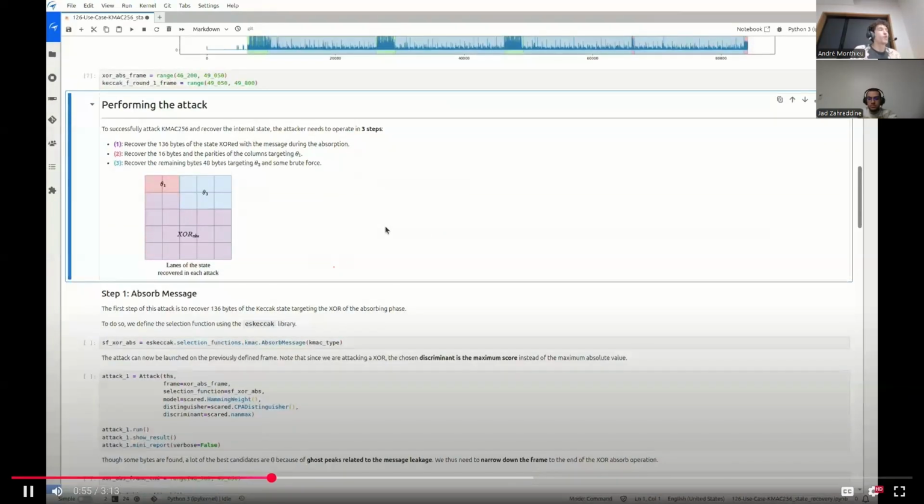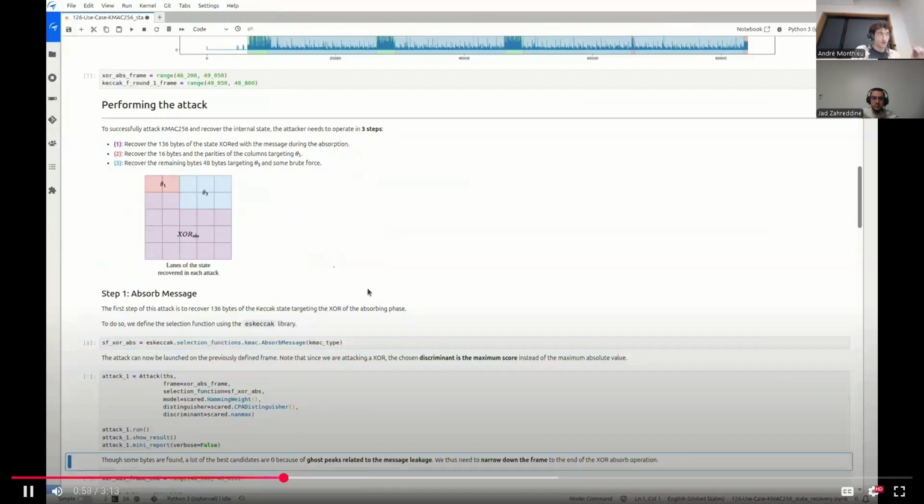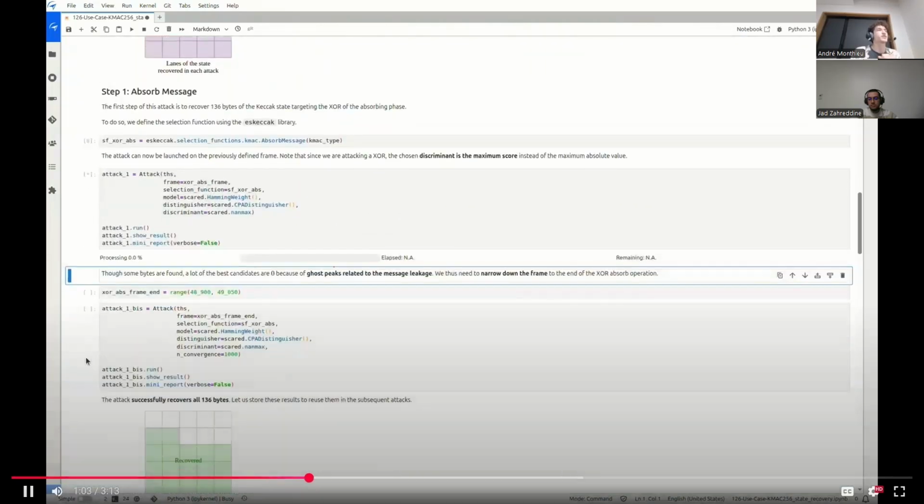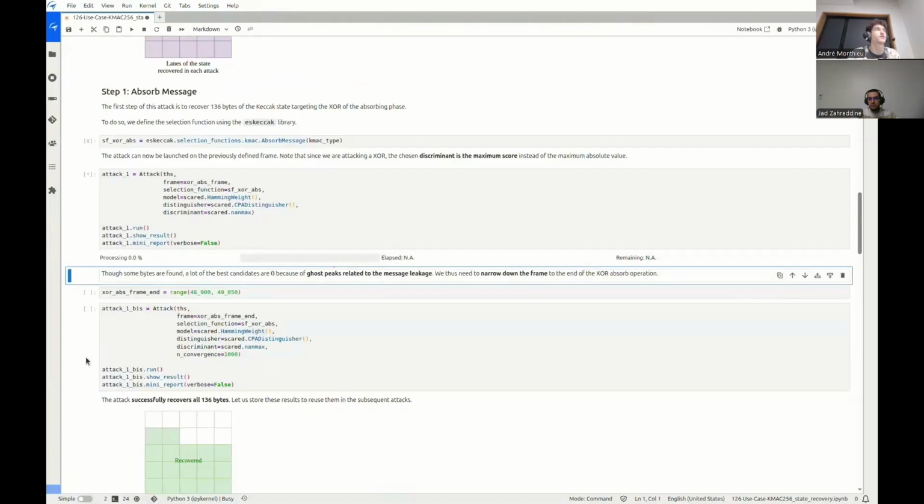Moving on to step 1, which is starting the absorbing of the message. First we define a selection function for the message absorption using our side channel analysis on Keccak library, which is called esKeccak. And then we plug it into an attack object with our frame, our selection function, the leakage model, the distinguisher, which is a CPA, and the discriminant here, which is the maximum of the score because we are targeting XOR operation. So we just wait for the attack to run. It's going to take a few seconds.